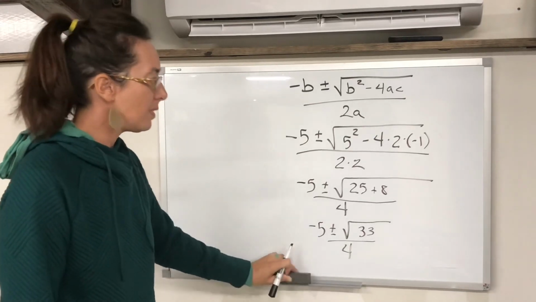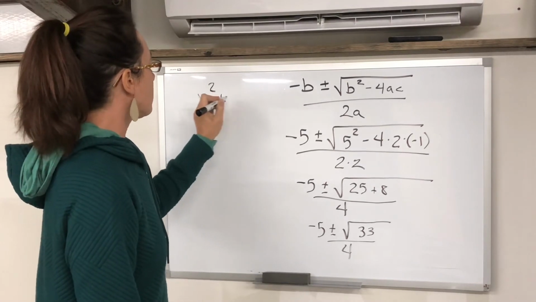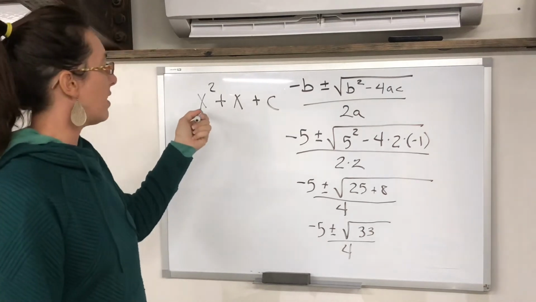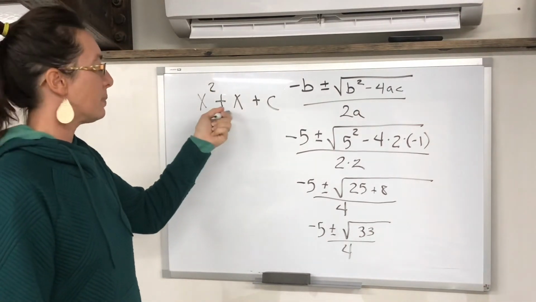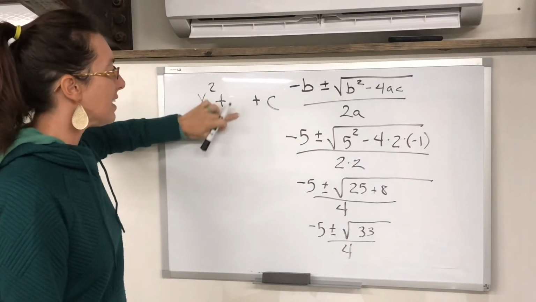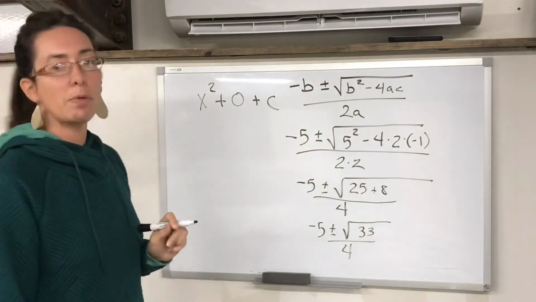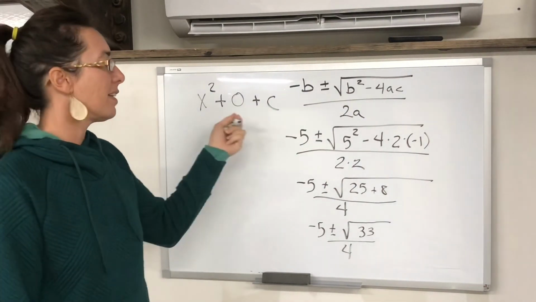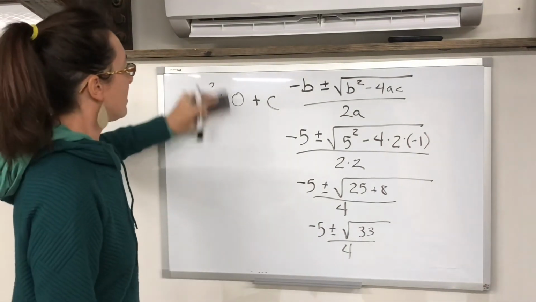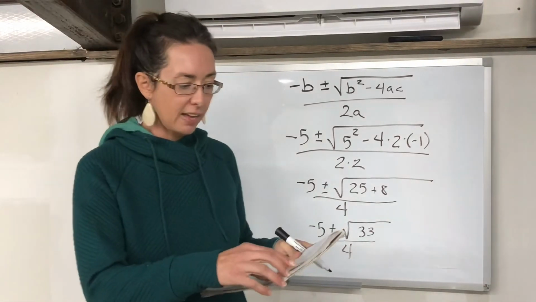Pretty simple. You just need to always make sure that your equation is written in the form of x squared plus something plus c. Now, if you are missing something here, then you know that would be a 0, and you would fill that in for a 0 in place, okay? So that is it.